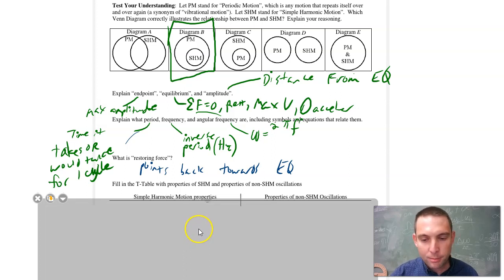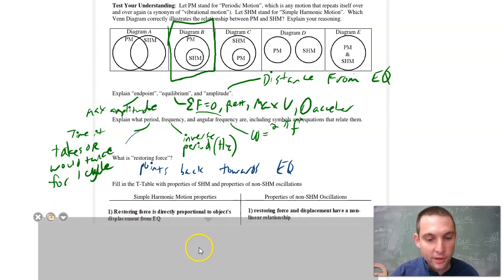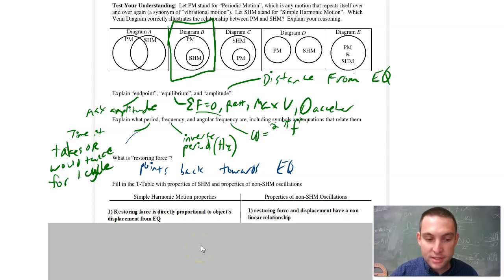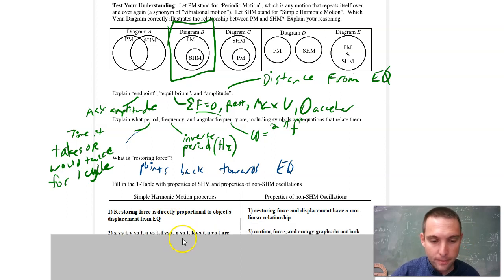So for simple harmonic motion, the restoring force is directly proportional to an object's displacement from equilibrium. Meanwhile, for non-simple harmonic motion oscillators, restoring force and displacement have a non-linear relationship. So not only is the relationship linear for simple harmonic motion, it is directly proportional. That means it's a straight line that passes through the origin.